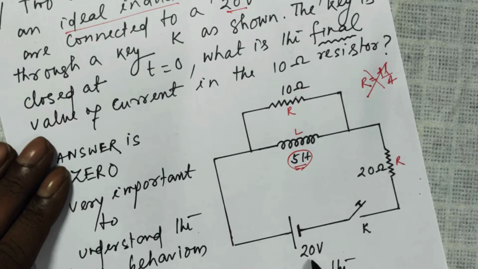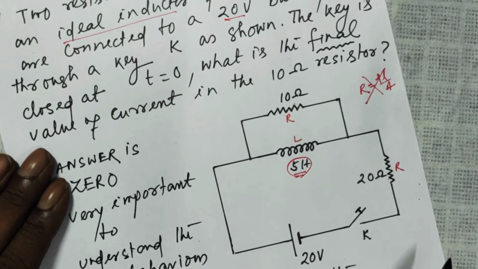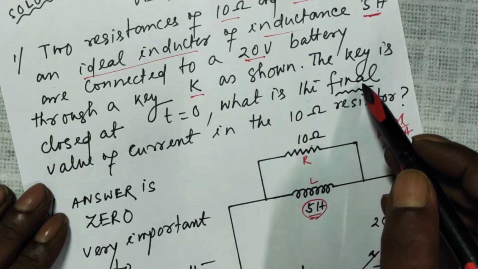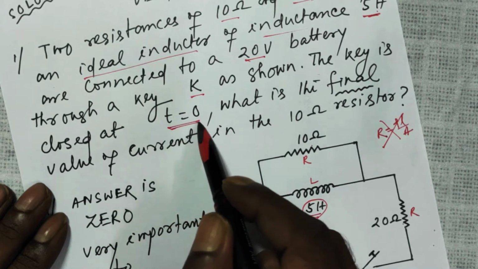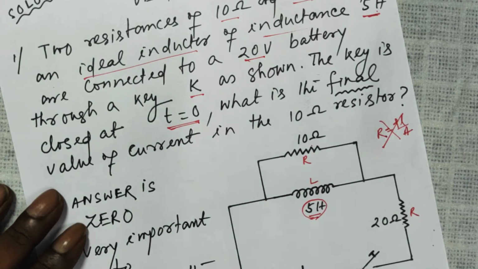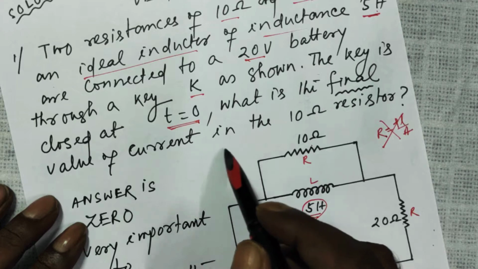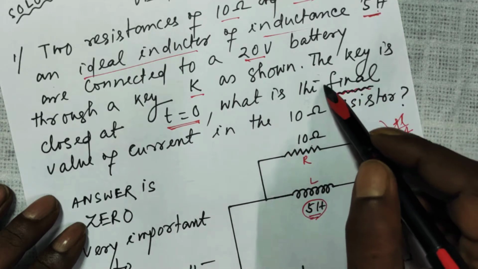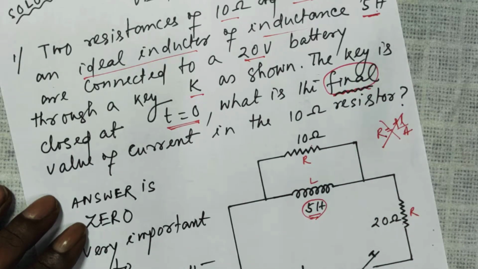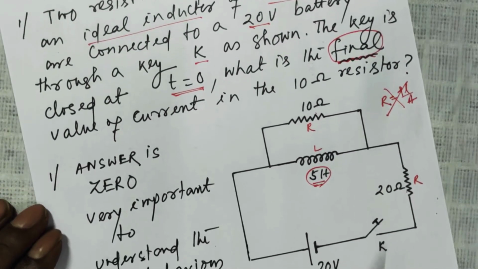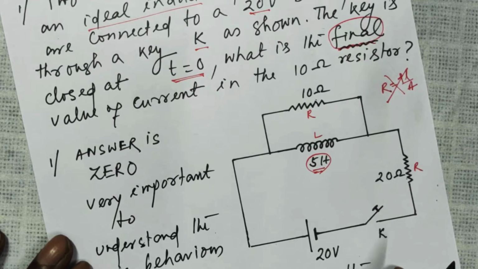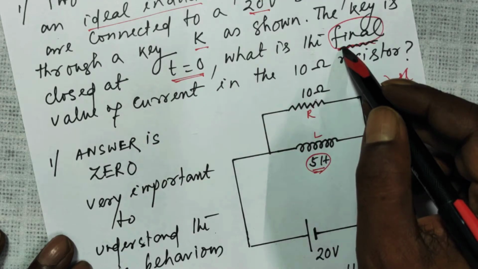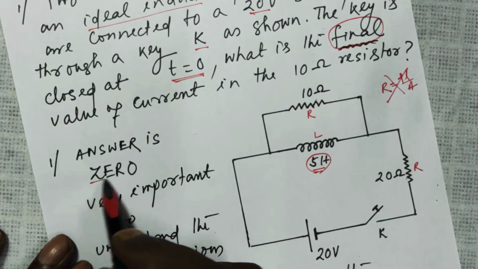Here is the 20 volt battery, here is a key, connected through a key as shown. The key is closed at t equal to 0. What is the final value of the current in the 10 ohm resistor? I have underlined it: final value. This is important to understand. Final value. Now, straight away the answer is 0. No current through this finally. The answer is 0.